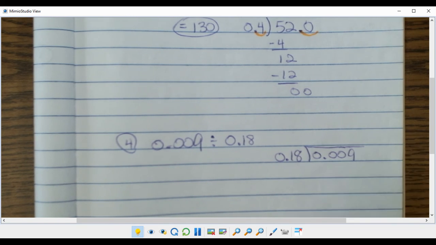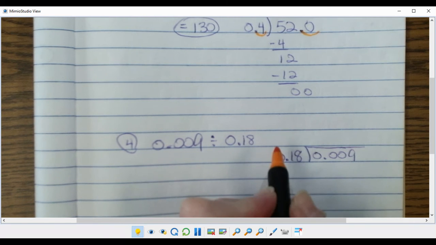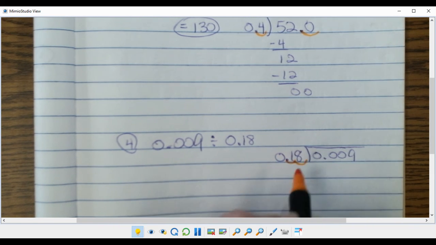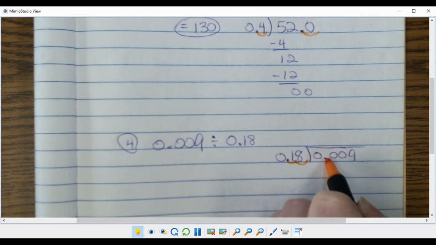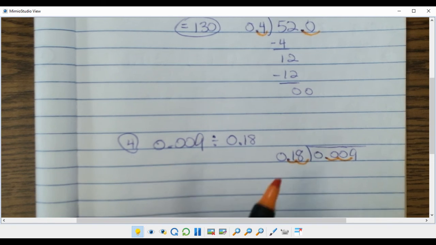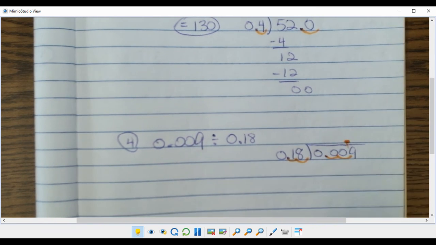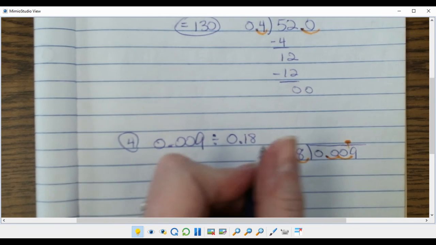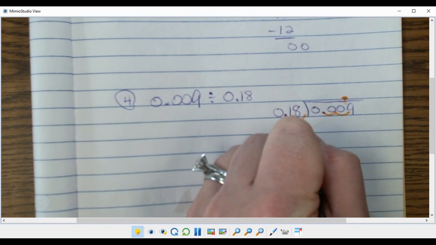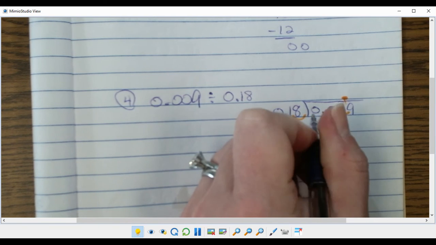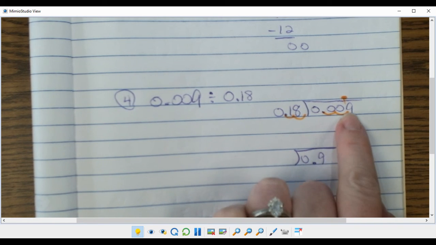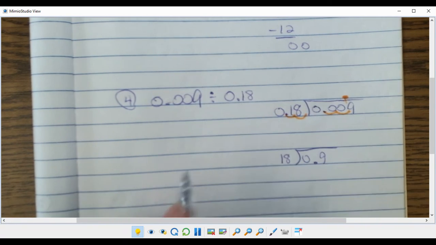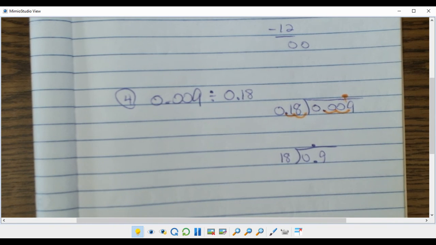Step 2, make the outside divisor a whole number. Now this is the first time we've had 2. So I'm going to move it 1, 2. 18 is the whole number. Next step, make the inside number the same number of moves. And then take that decimal right up to the top. So if I was going to rewrite this, I'll do it down here, it would end up being 0.9, right? Because we've moved the decimal right in front of it. And then outside would be 18. Sometimes it's a little bit easier to rewrite it and clean up all those notes that you've made to yourself.